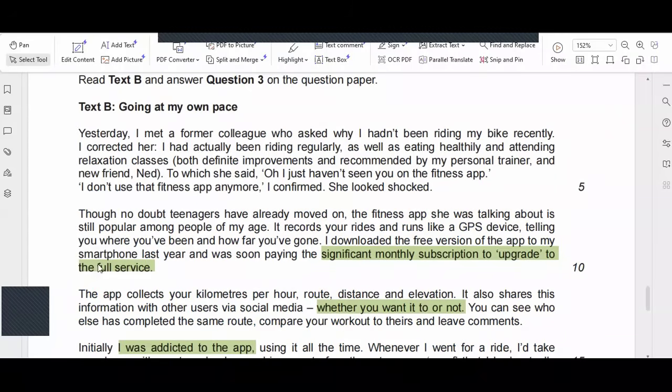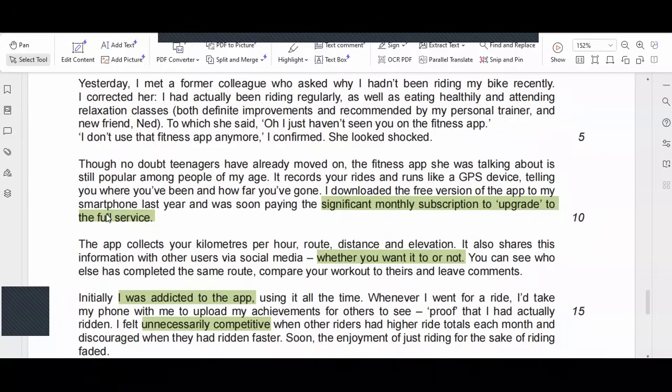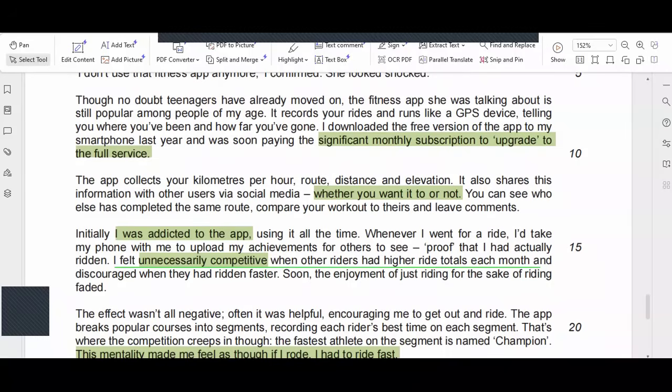Like, for example, at this part, okay, I felt unnecessarily competitive. I feel unnecessarily competitive when the other riders had higher ride totals each month. So obviously you are not going to pick up the whole entire sentence. So you can rephrase it that the app made the user feel pressured and competitive against the others. So this is how you're going to paraphrase.